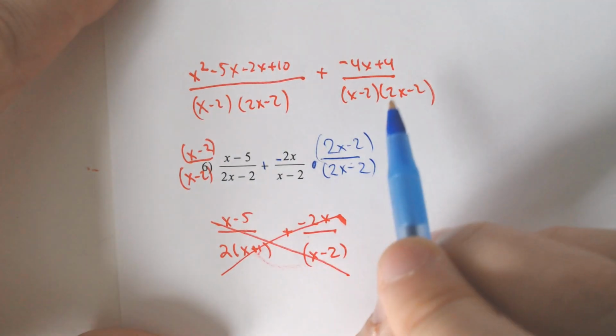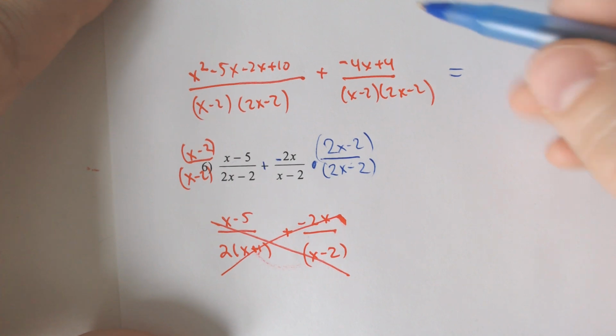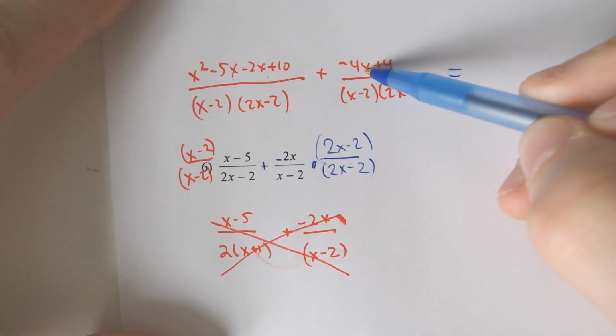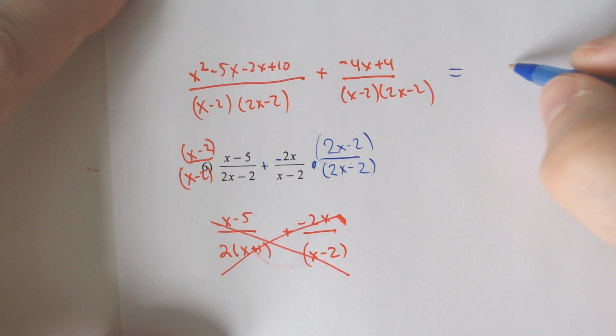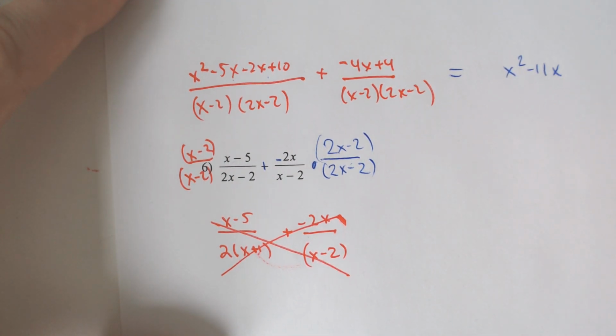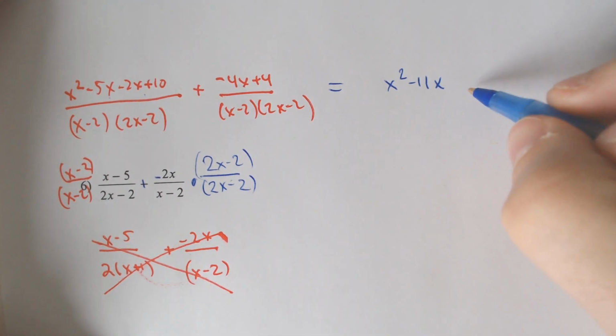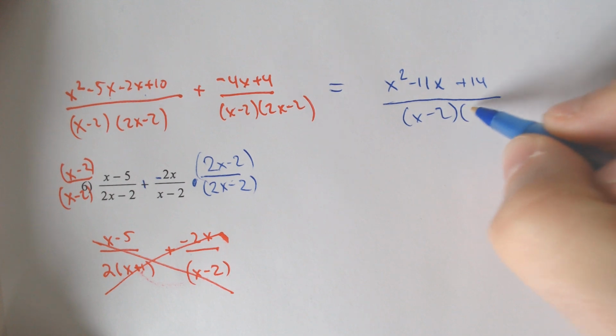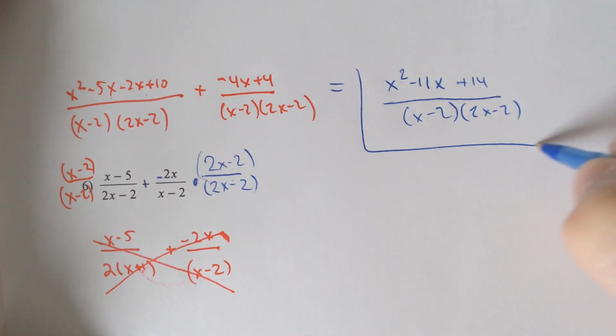Now when we combine the top of the fractions, because there's a plus sign in between, we have negative 5x and negative 2x and negative 4x. If you combine all of those, you get negative 11x. And then plus 14 with the x minus 2 and the 2x minus 2.